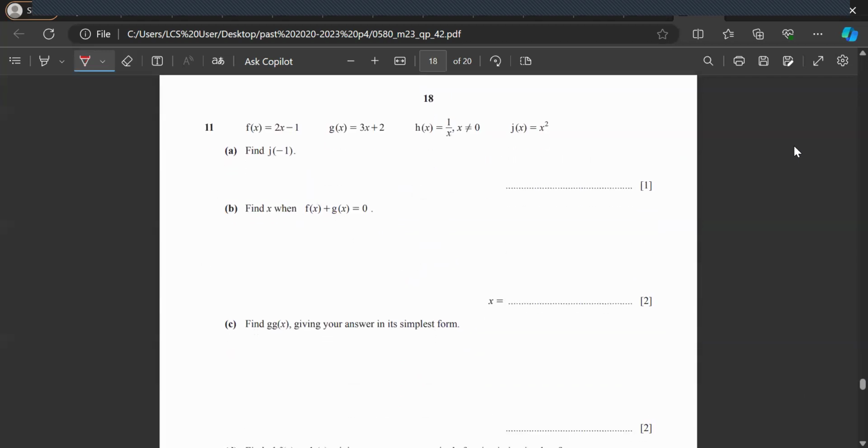Okay. For this question, I think we did it a lot of times in paper 2. Anyone facing any problem in function questions? No. Okay.